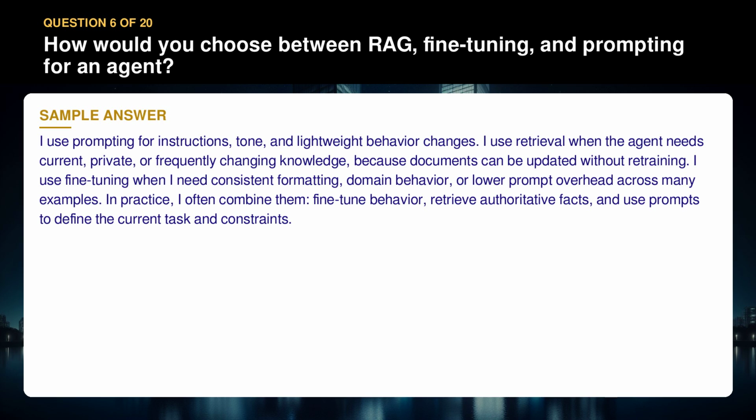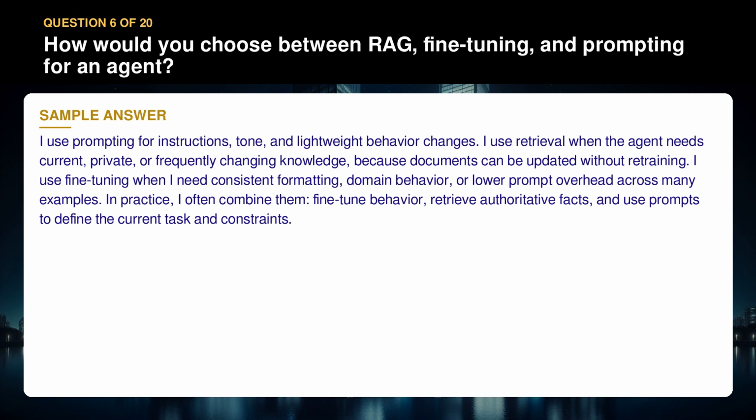I use prompting for instructions, tone, and lightweight behavior changes. I use retrieval when the agent needs current, private, or frequently changing knowledge, because documents can be updated without retraining. I use fine-tuning when I need consistent formatting, domain behavior, or lower prompt overhead across many examples. In practice, I often combine them: fine-tune behavior, retrieve authoritative facts, and use prompts to define the current task and constraints.